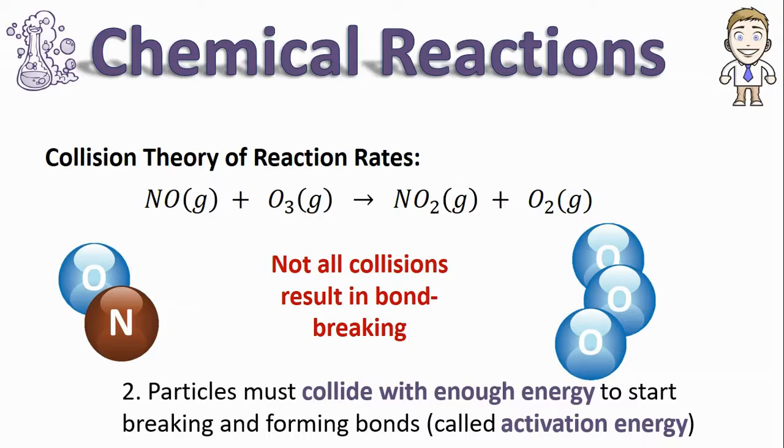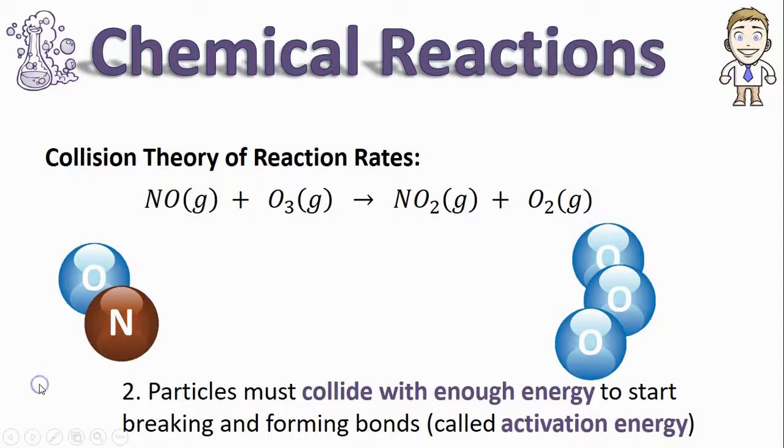The second part of the collision theory factors this in and says that particles must not only collide with each other, but they must collide with enough energy to actually start the breaking of bonds and the forming of bonds. And this amount of energy that they must collide with has a name. It's called the activation energy.